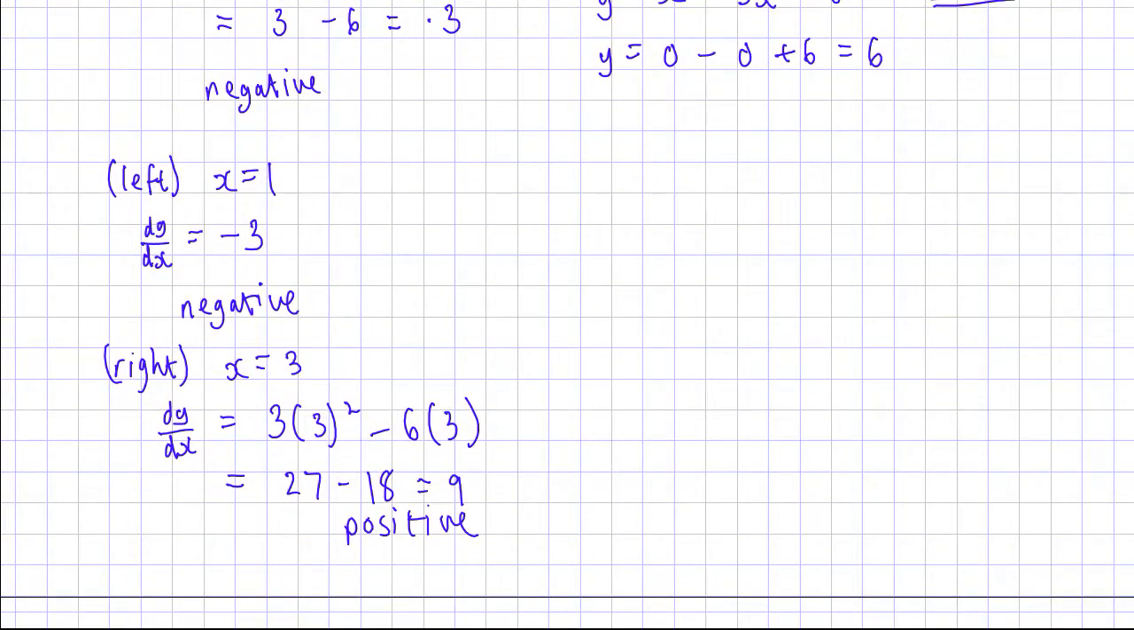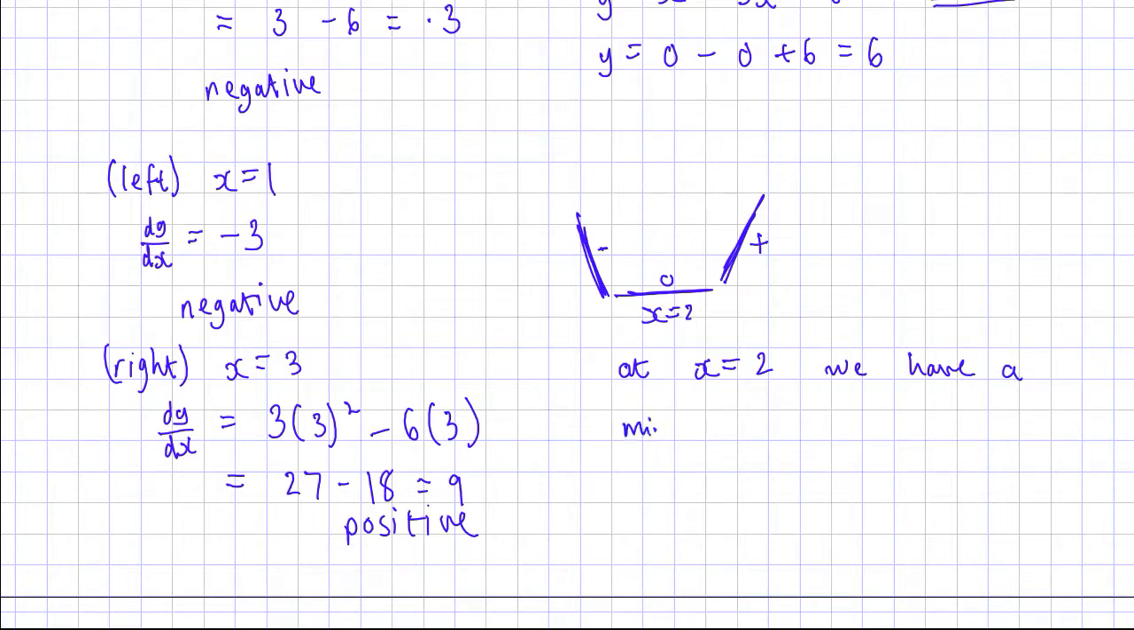Now let's draw a diagram. On the left we had a negative gradient, so it came down on the left. So we had a negative gradient there, and then at x is equal to 2 we had 0 gradient, and on the right we had a positive gradient. So this is going to be a minimum point. So at x is equal to 2, we have a minimum point. Okay, so now we know where the stationary points are.